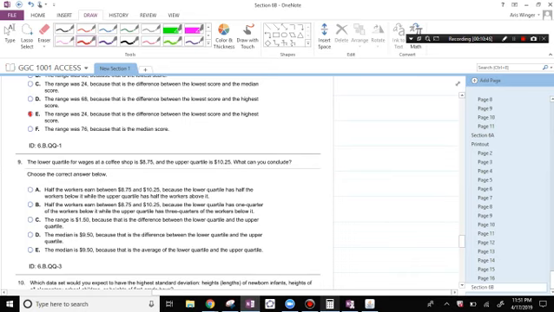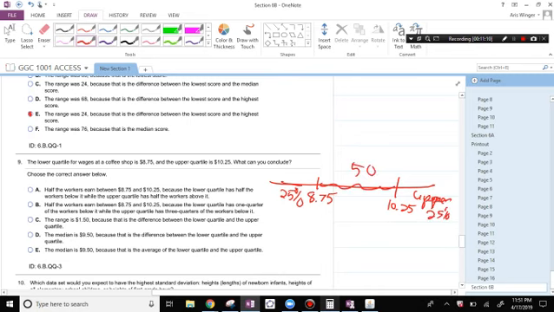The lower quartile for wages at a coffee shop is 8.75 and the upper quartile is 10.25. What can you conclude? If 8.75 is here, this is the lower 25%, and then $10.25 is here, and this is the upper 25%, and that means that the middle 50% is in between. Half the workers earn between $8.75 and $10.25.